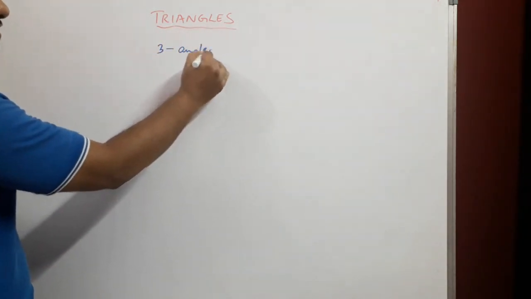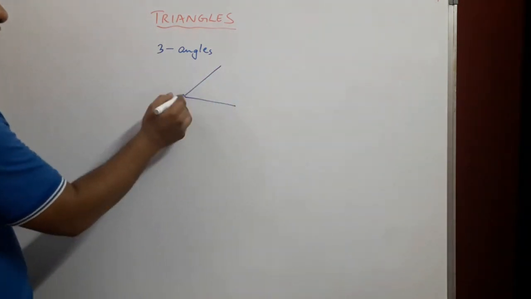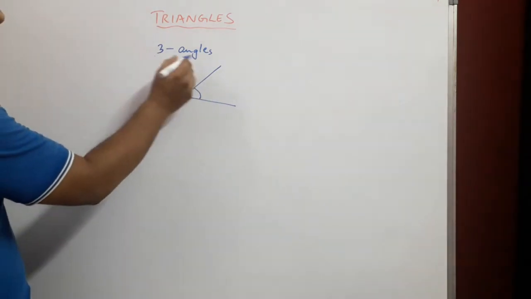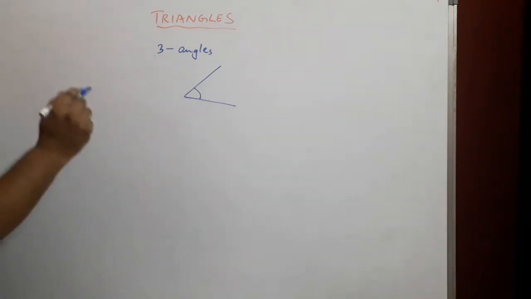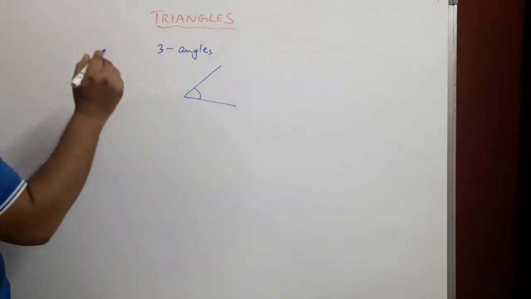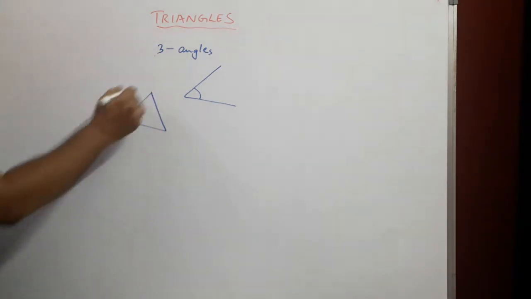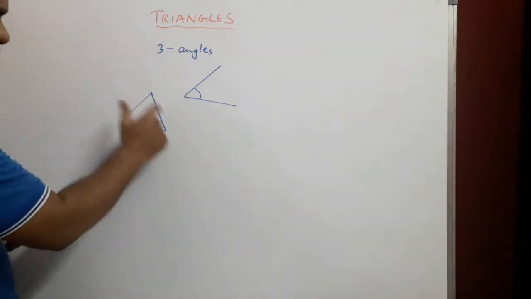You know how angles are formed, right? Angles are formed when two rays meet each other at a point. This is an angle. So we are referring to three angles. Two things are very important when we speak about a geometrical figure called a triangle. For that, two things are necessary. One is it should have three sides. The three sides should join each other. The other thing to remember is that it should be a closed figure.